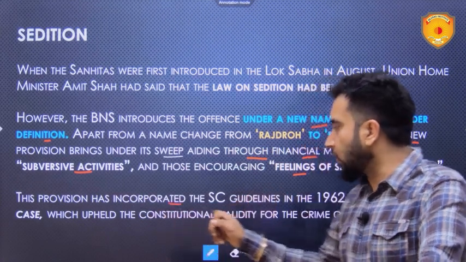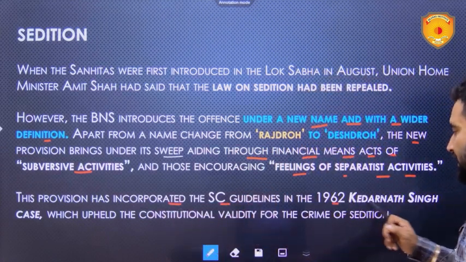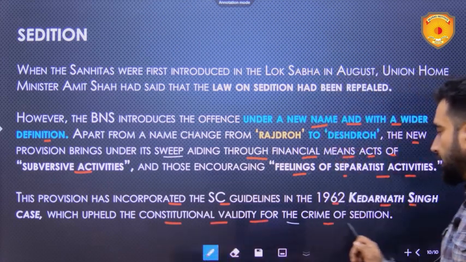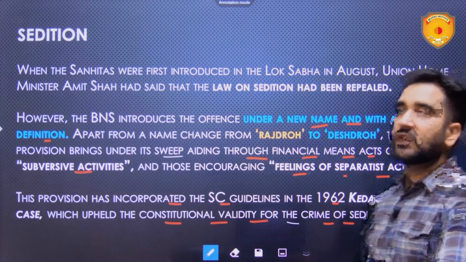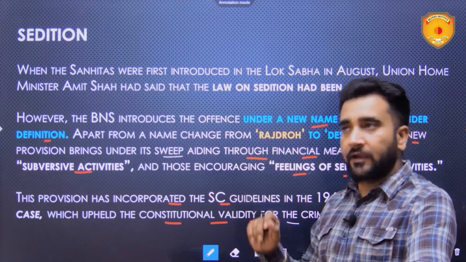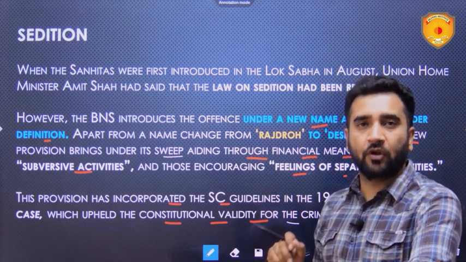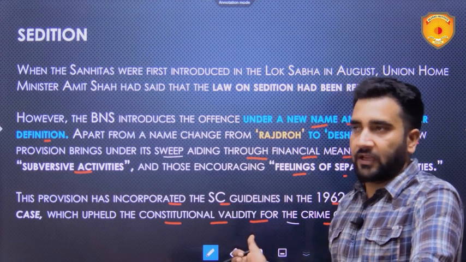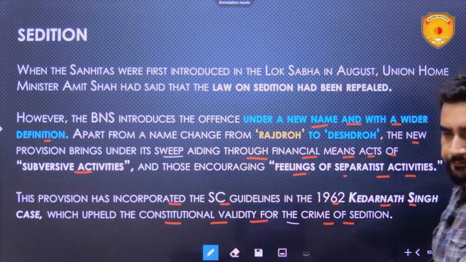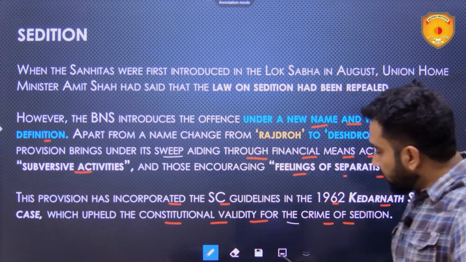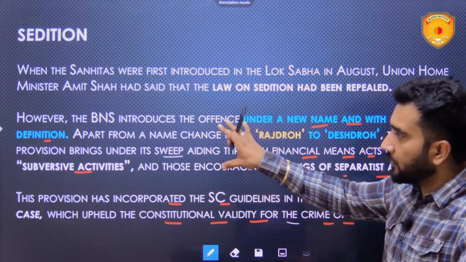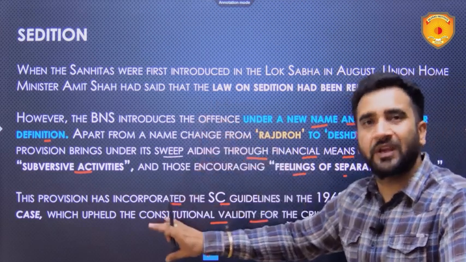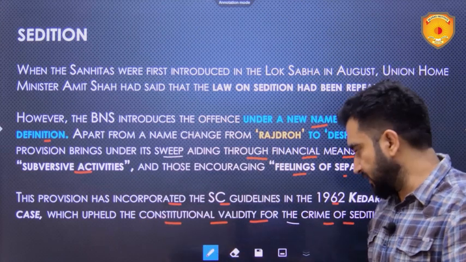This provision has incorporated the Supreme Court guidelines in the 1962 Kedarnath Singh case, which upheld the constitutional validity for the crime of sedition. Sedition is a crime, and the Supreme Court has upheld its constitutional validity. It is not unconstitutional, and the case was this Kedarnath Singh case. And the provisions which have been included over here in the BNS with respect to sedition are also in line with the judgment of the Kedarnath case.